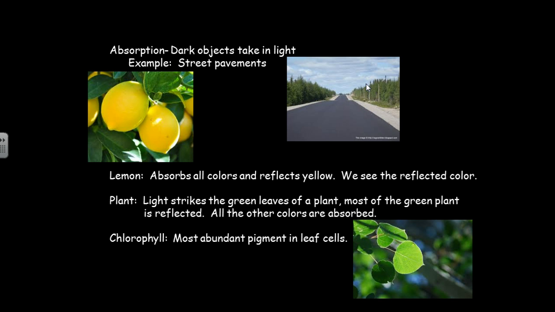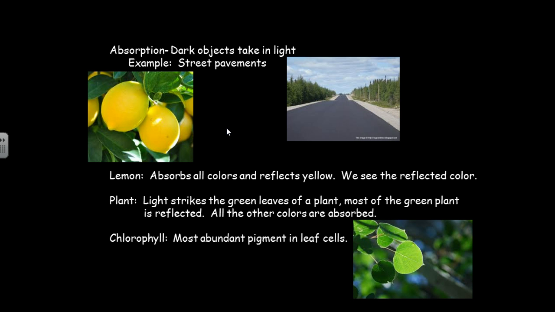Also in the book, if you read about the different types of absorption, we would say that the lemon tree is also a form of absorption because it is going to absorb all of the colors and reflect yellow. So we see the reflected color. All the colors of the visible spectrum, red, orange, yellow, green, blue, indigo, and violet, are going to be absorbed with the exception of yellow. The yellow is the one that's going to reflect back.